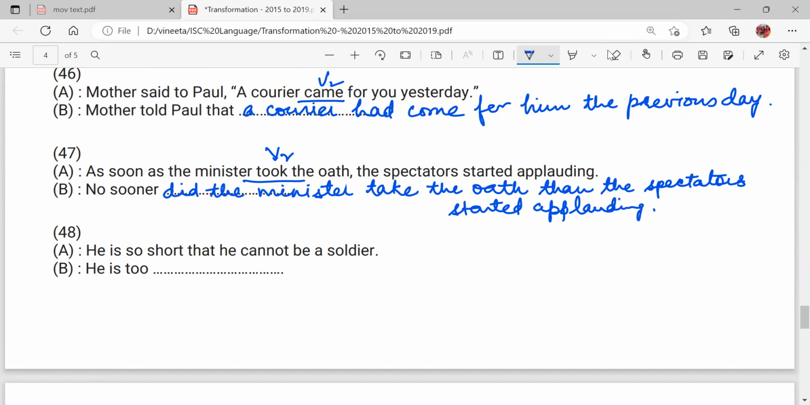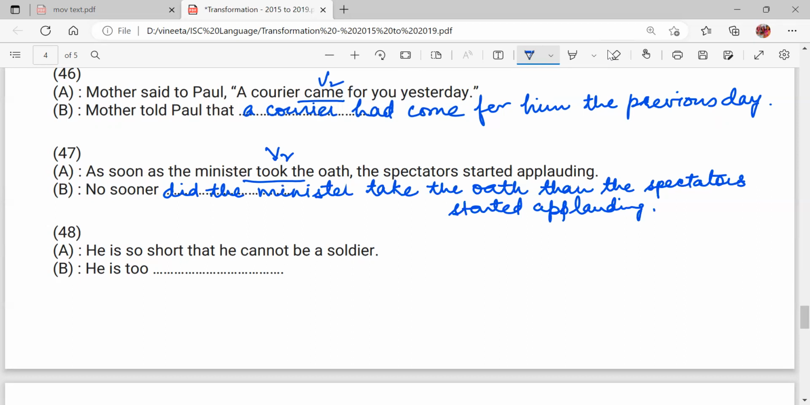Now, here I would like to tell you one more thing. In past tense, whenever you are given past tense with as soon as, in place of did, you can use had also. Okay, if you want, you could also make it no sooner had the minister taken the oath. But then you will have to take care with has, have, had. We always use third form of verb. Okay. No sooner had the minister taken the oath than the spectators started applauding. You could have done it like this also.